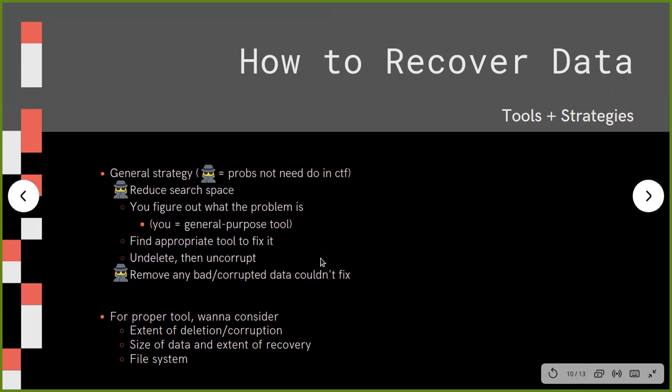Anywho, in terms of finding the right tool for the job, you want to think about the extent of the deletion and the corruption, and the extent of recovery that you want to do. Specifically, how big is the data that you want to get back? If you want to recover an entire partition, that's going to probably look different than if you just want to find one single file that was deleted. Not probably, it will almost definitely look different.